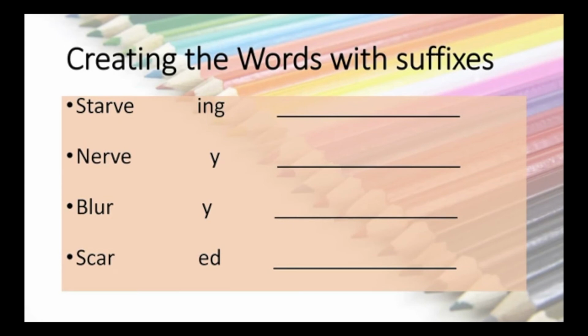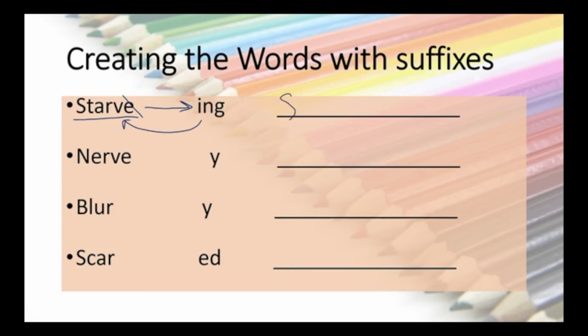So we're going to first look at this word starve and add an ing ending. So we have a vowel suffix that we're adding. Remember, in this case, I'm going to have to take this E off in order to make the word starving because the I takes the place of that E.